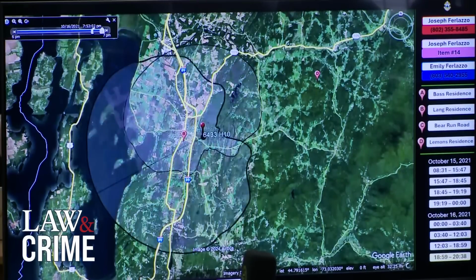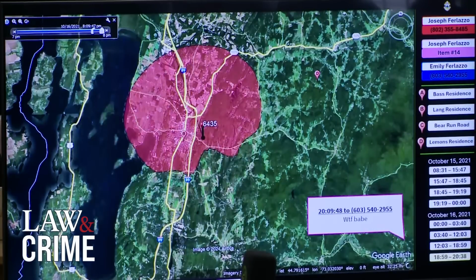Moving forward in time, there was that change in the cell sites. At 2009 was an outgoing message from item 14 to Emily's number.